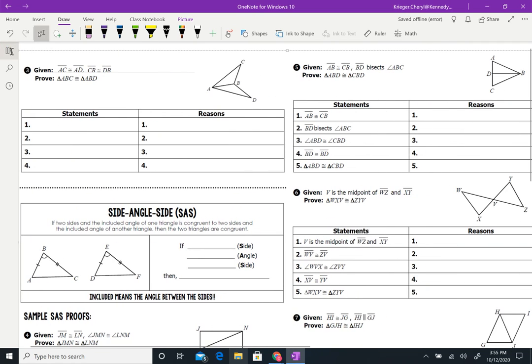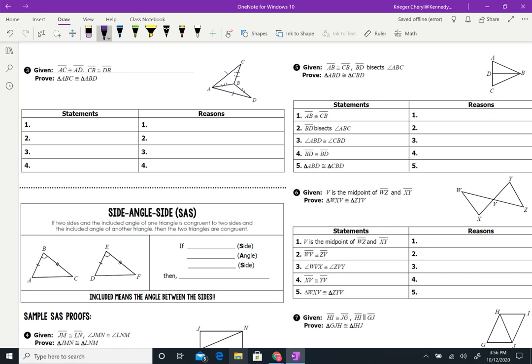Here we go. So this is the next page of your notes. They don't give us any statements here, so we always start with our picture. Number 3 starts with AC is congruent to AD. So let's go ahead and mark that. And CB, this little one, is congruent to DB, this little one. Hopefully you can see that AB is going to be the third side of the triangles, right? And they're congruent. They have to be congruent because AB is the same line segment for both triangles.